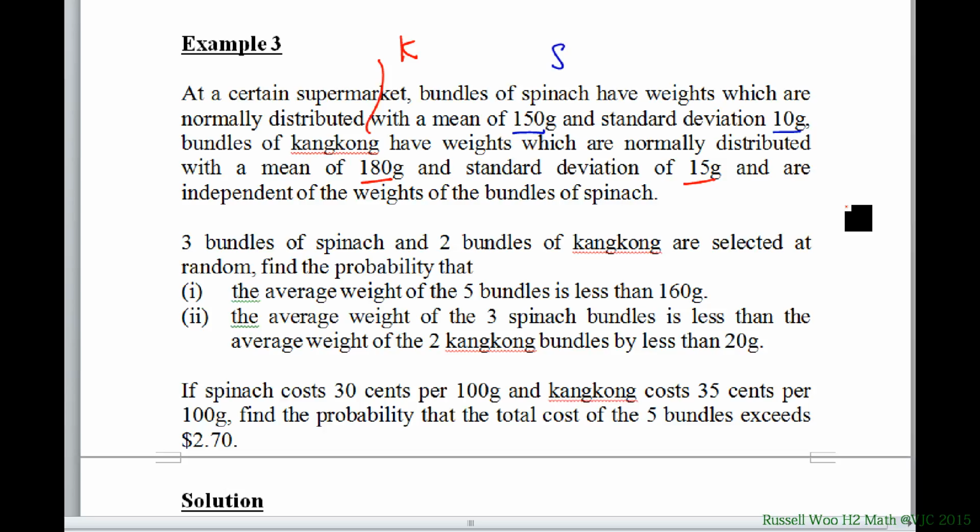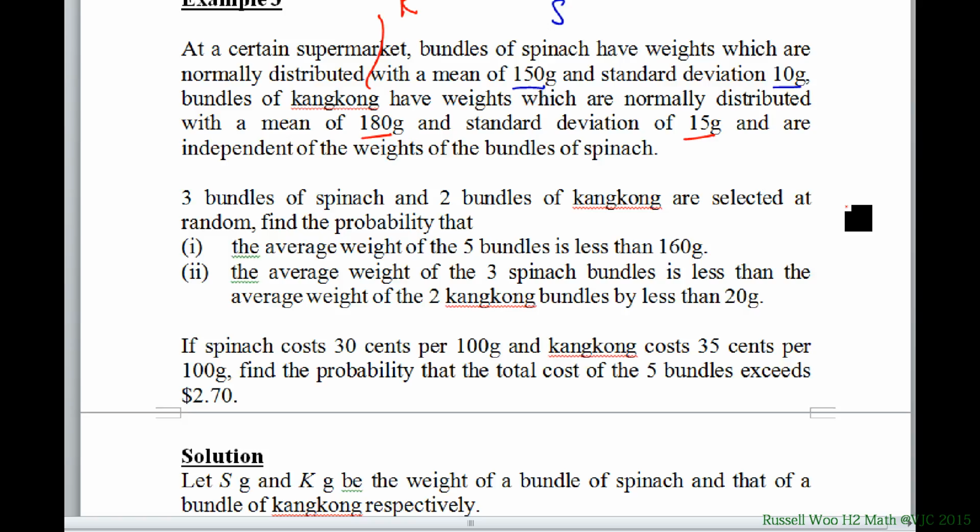Is it x1 plus x2 plus x3 or x20 or is it 20x? In this case, how many S do you have? S1 plus S2 plus S3 or is it 3S? 3S's. 2K or k1 plus k2? You must have k1 plus k2 because there are 2 separate bundles. For one thing, it must be 3S, S1 plus S2 plus, sorry, it must be S1 plus S2 plus S3.